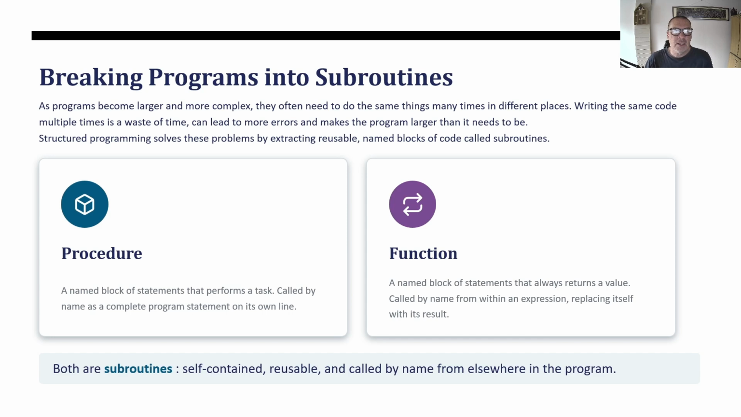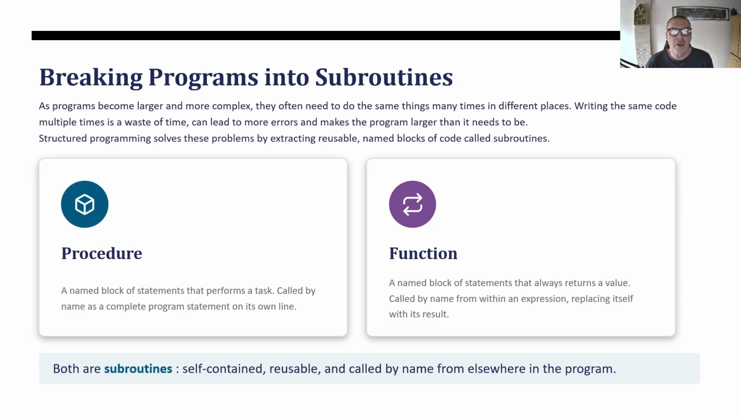As our programs get larger and more complex, they often need to do the same thing in many different places within the code. Writing the same code multiple times is a waste of time for you, the programmer. It can lead to more errors. Your code could be inconsistent. You could do the same thing slightly differently each time. It makes the program larger and more complex to understand, and more difficult to maintain and debug.